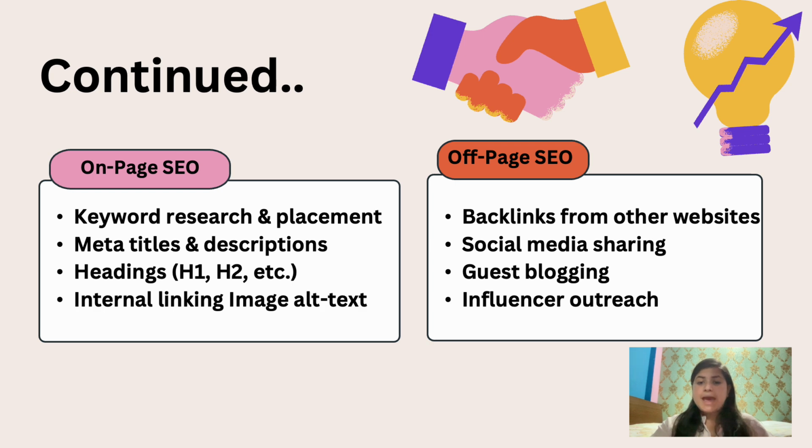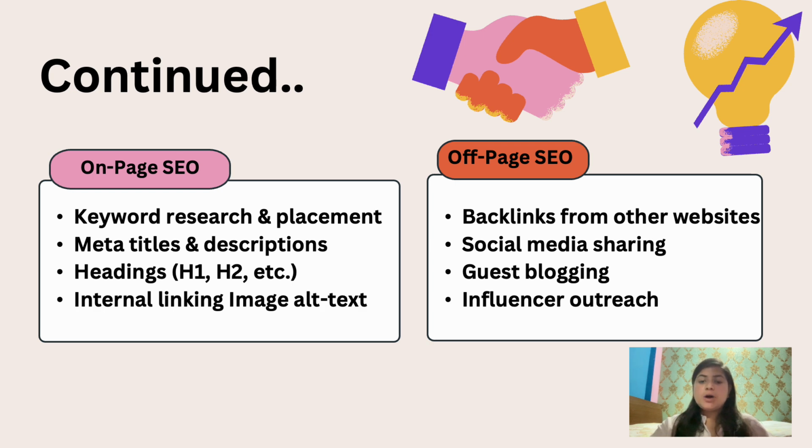Firstly, on-page SEO. On-page SEO refers to everything you control directly on your website. That includes using the right keywords, writing clear and compelling meta titles and descriptions, organizing content with the proper headings, and creating internal links between related pages. Even image alt text plays a role, helping both users and search engines understand your content.